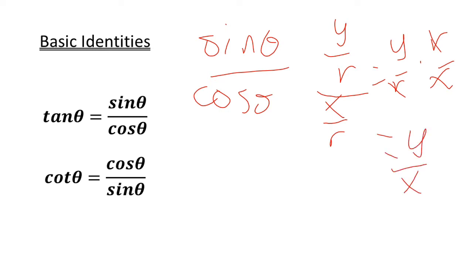Now from our memory, what is y over x? Well, y over x is tan theta. And so for that reason, sine over cosine is the same thing as saying tan theta. Of course, if you do the reciprocal of that, we already know that the reciprocal of tan is cotangent. So if sine over cosine is tan, then you know that cosine over sine is cotangent.